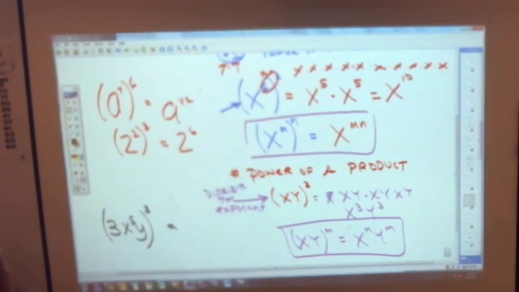Anybody want to up the ante on that? Madison: 3x to the 15th, y to the 3rd. Everybody jumping on her bandwagon? Oh, no. Oh, good. Congratulations.